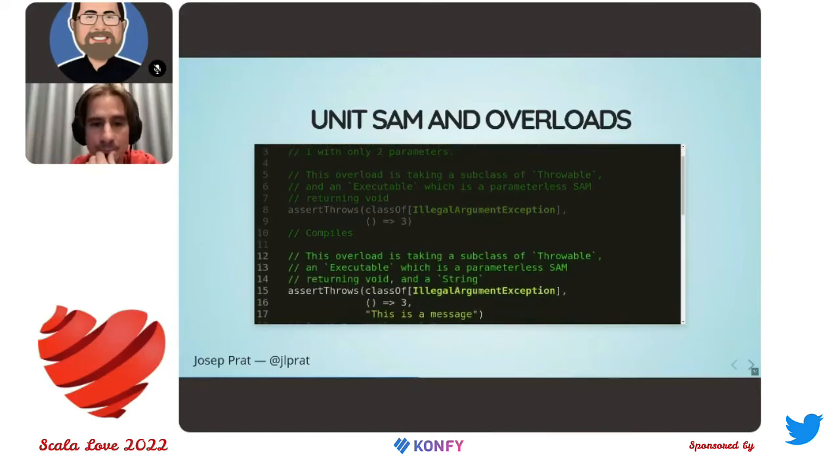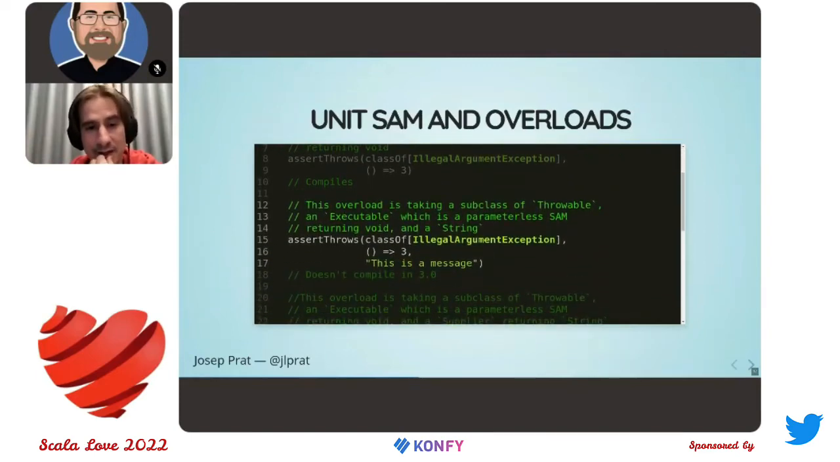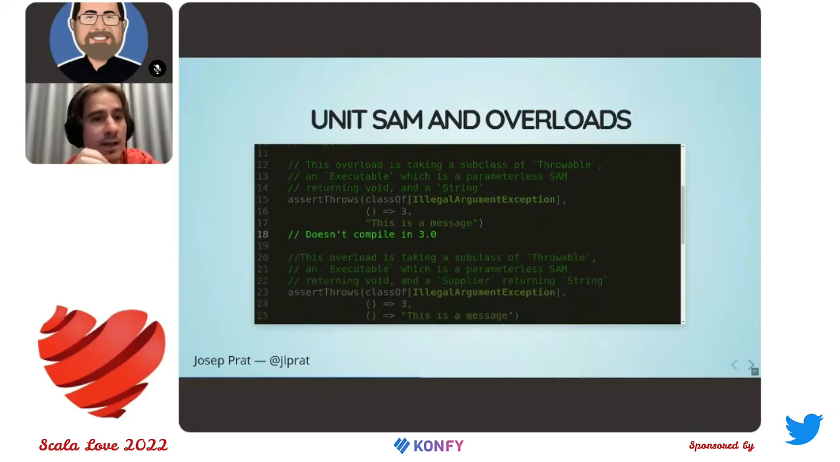No problem so far. Here comes the problem. Whenever we need to define the overloads, it cannot find the right one. Here we need to match against a class, so cool, that we have. We need to find the third parameter is a string, that we have. But the middle one, suddenly it's not that easy, because it's not an executable. Suddenly that one is a supplier, and it doesn't know how to translate these two things. And that one doesn't compile in Scala 3.0. It compiles in 2.12 and in 2.13, but not in 3.0.